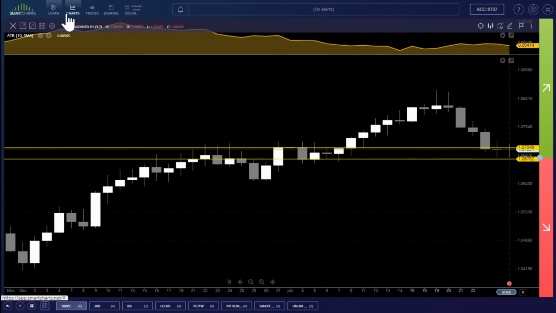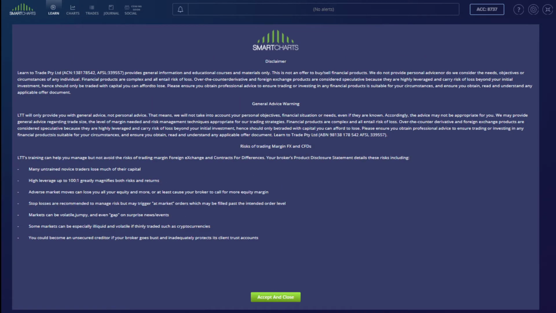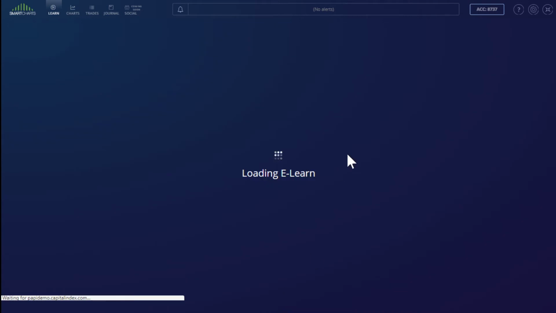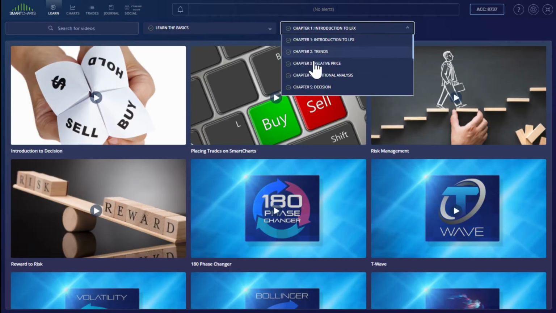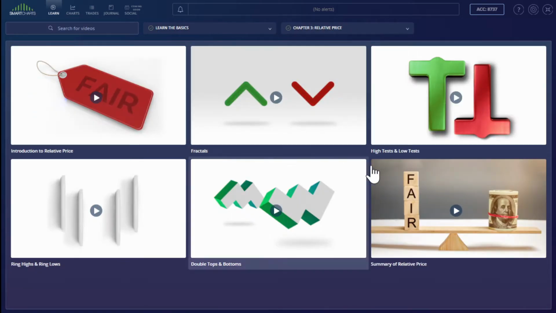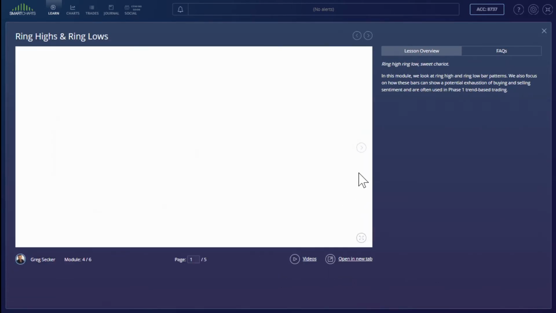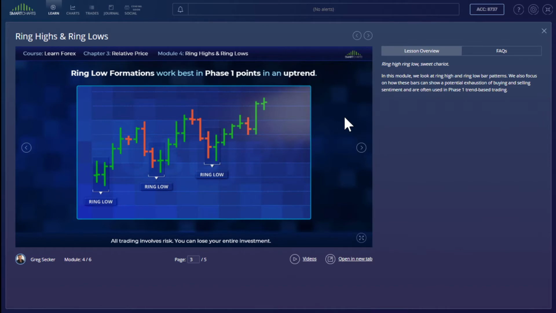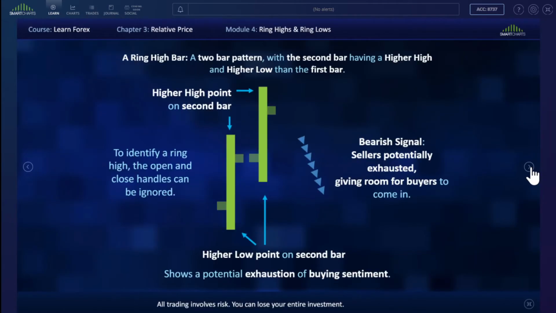Let me just go into here. It's a trending strategy using ring high, ring low formations and EMAs. So do familiarize yourself with what a ring high, ring low is. That is in Relative Price under ring high, ring low. I'll just bring it up. Let's just make this full screen. I know it's about your C bars, but bear with me.